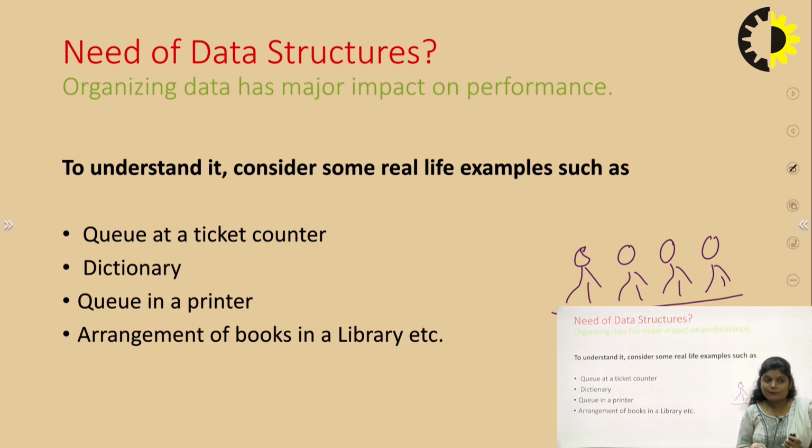Now the next example is the queue in a printer. What happens in a printer? When you give a print command, you give a job to the CPU, then the first job is performed, after that the second job is performed, after that the third job is performed, and so on. So the printer is based on the queue data structure.